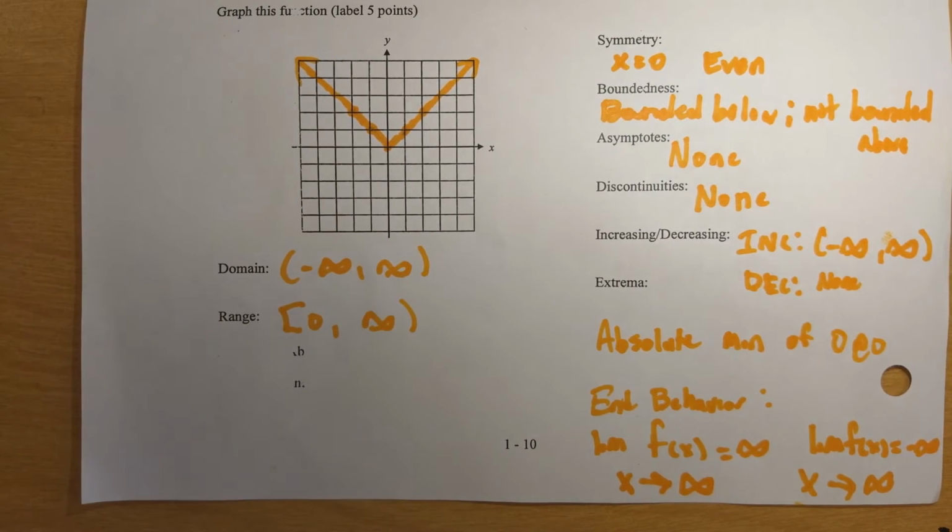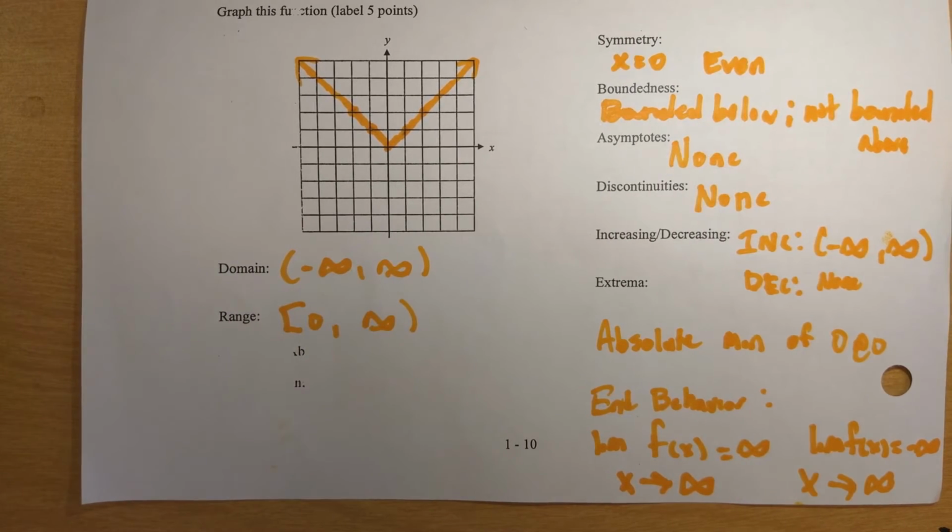Absolute value function. The parent function of this function is the absolute value of x. The graph runs through points (-2, 2), (-1, 1), (0, 0), (1, 1), and (2, 2). The domain is negative infinity to positive infinity. The range is [0, infinity). The symmetry is x equals 0, even, because it's symmetrical along the y-axis.